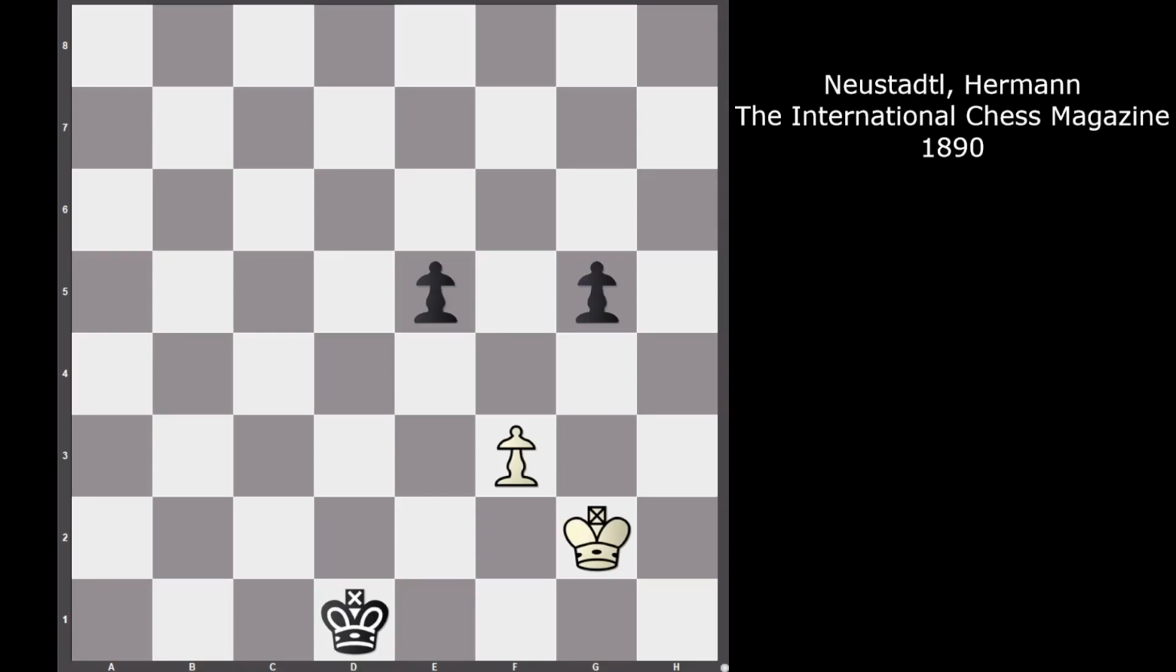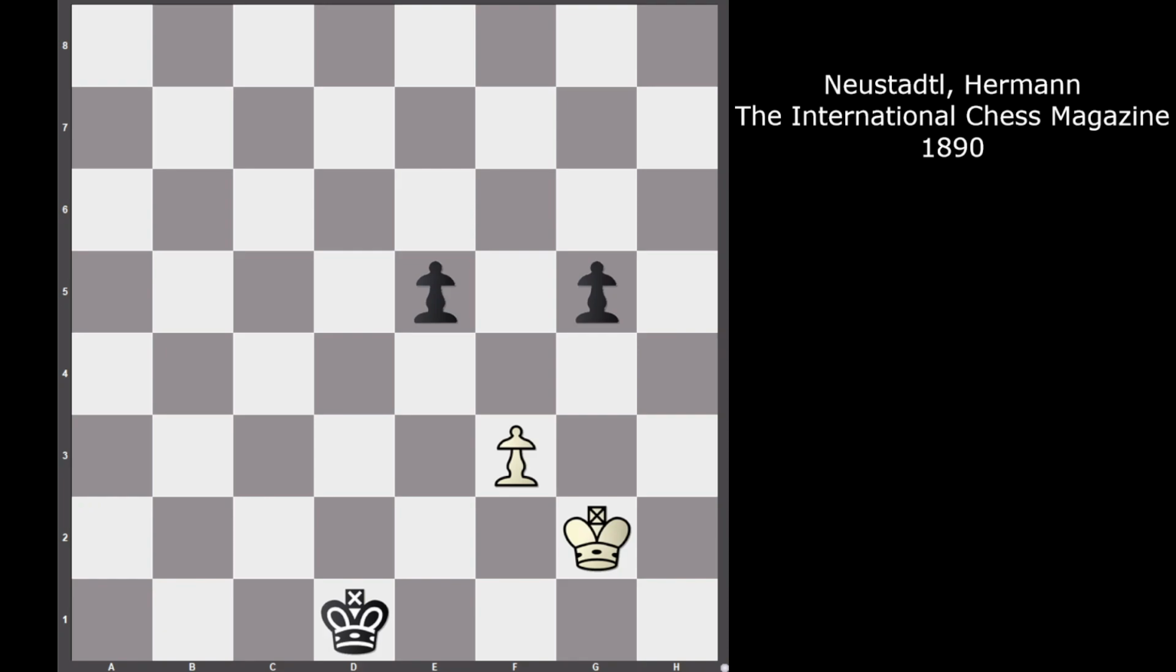Hello, today I want to show and explain to you what chess studies, or also called chess compositions, are. Now, what are chess studies or chess compositions? They are chess positions that were set up by a player. For example, the board that you see on your screen. This position was made by Hermann Neustadl.